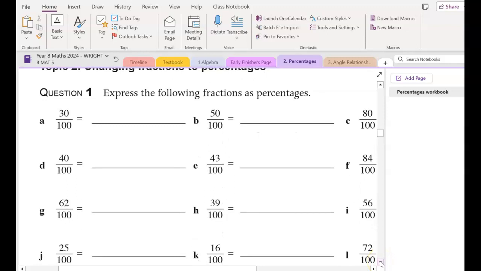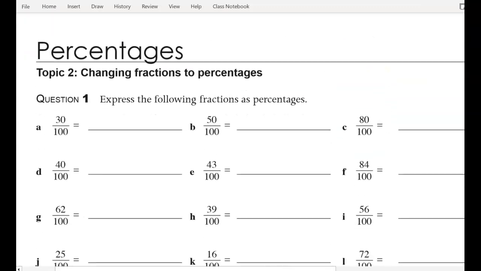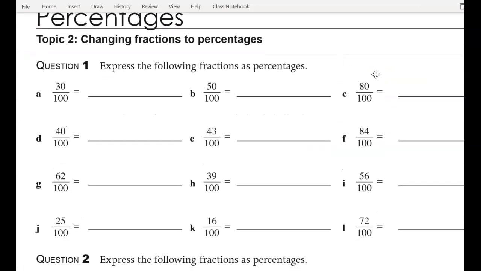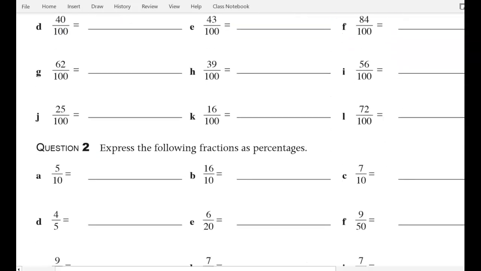Okay, next one. Now, we've already got these over 100. So we said above that what we can do is interchange the percent sign to the over 100 sign because they're the same. That's percent and that is per 100. So what I've got here is something that's per 100. So I can replace that 100 with a 30 and a percent. That's the same. So I can do those for all of question 1.